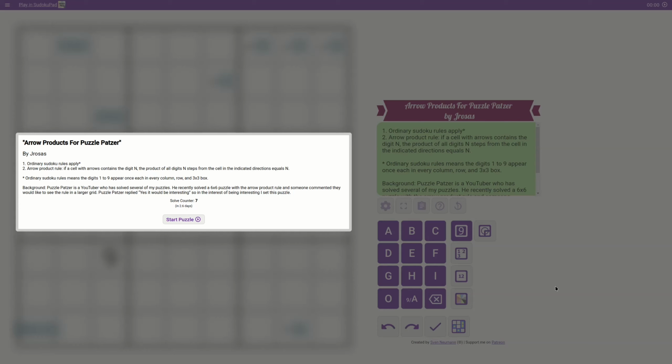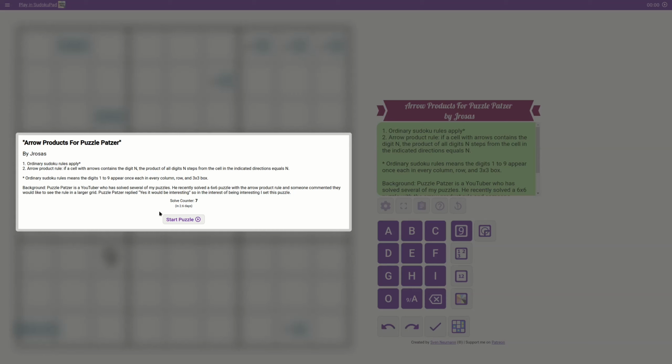Today I'm going to be trying my hand at Arrow Products for Puzzle Patzer by Jrosas. If you'd like to give it a go, there will be a link in the description below. If you do, please let me know how you fared and what you thought of it.